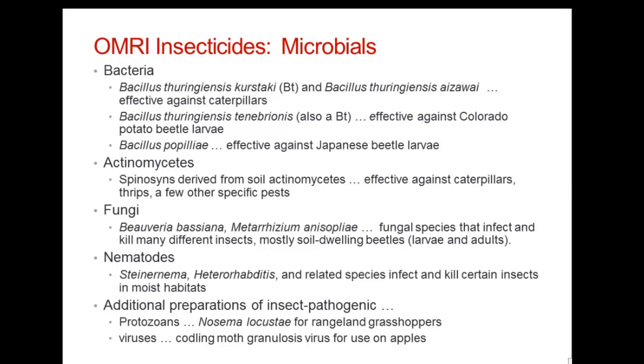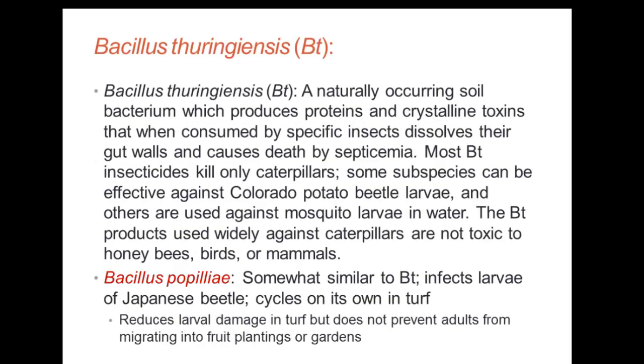There are a few viruses that attack insects that people have begun to work with to manage, and the one that's used in organic production of food is a virus that kills codling moths in apples. So let's take a look, a little more detailed but still not too long, at these OMRI pesticides.